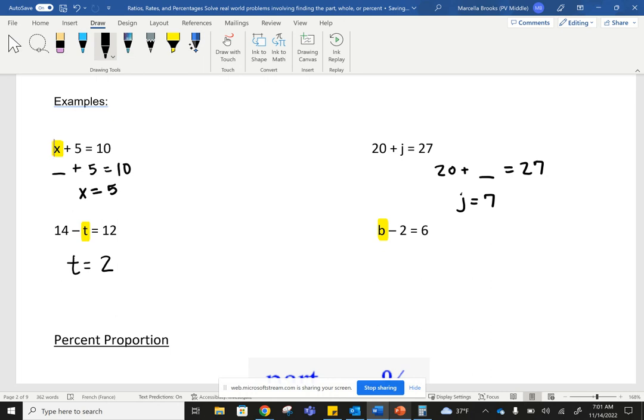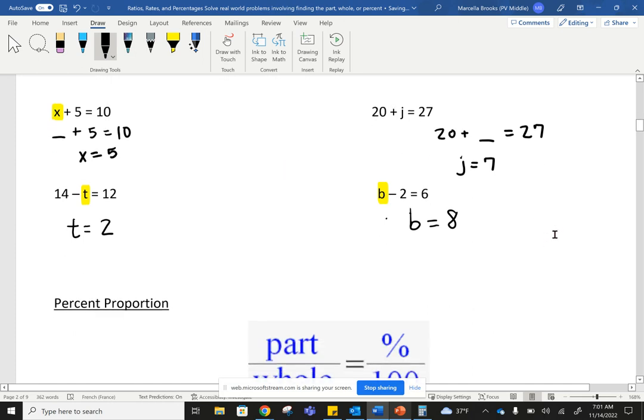And then the last one, b minus 2 equals 6. What minus 2 equals 6? It's 8. So b equals 8. So it just stands for a number that we don't know that's going to make the equation true.